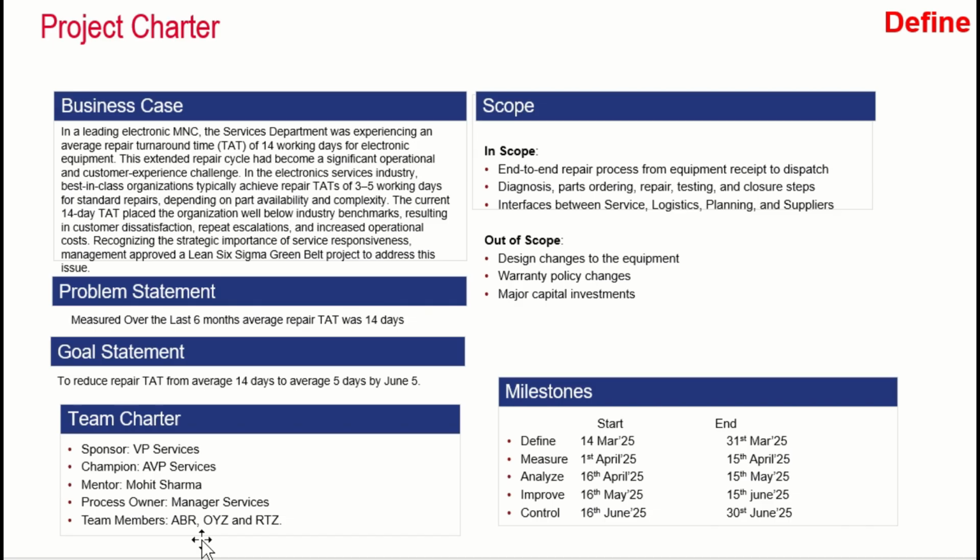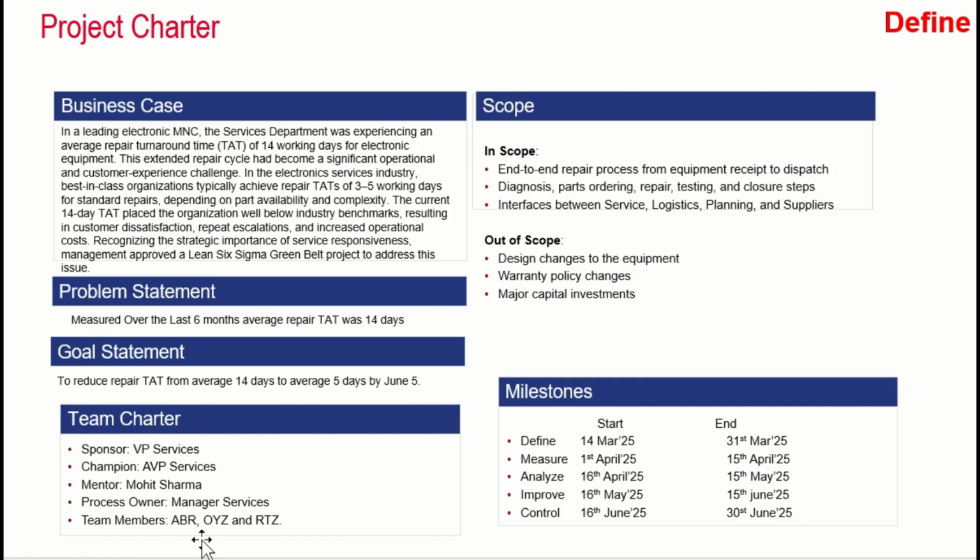What was in scope? The end-to-end repair process for equipment, receipt to dispatch, the diagnosis, part ordering, repair, testing, and closure steps, and interfaces between services, logistics, planning, and suppliers. All of this was in the scope of this particular project, and out of scope were design changes to the equipment, warranty policy changes, or any major capital investments. In milestones, the team started this project in March 2025 and they had to finish it by June 2025.